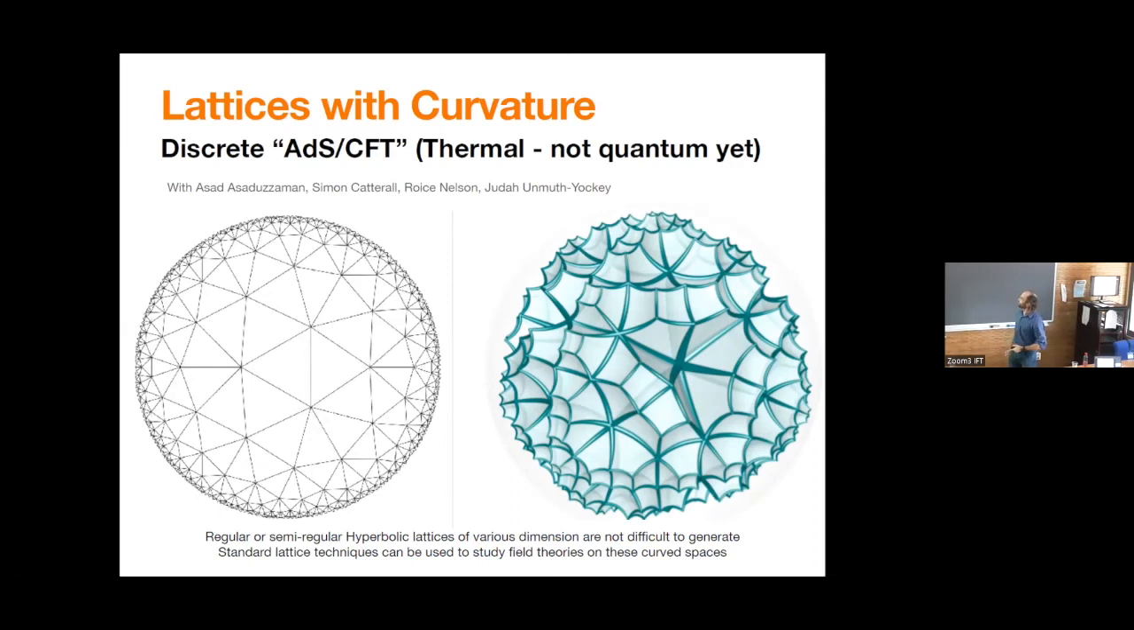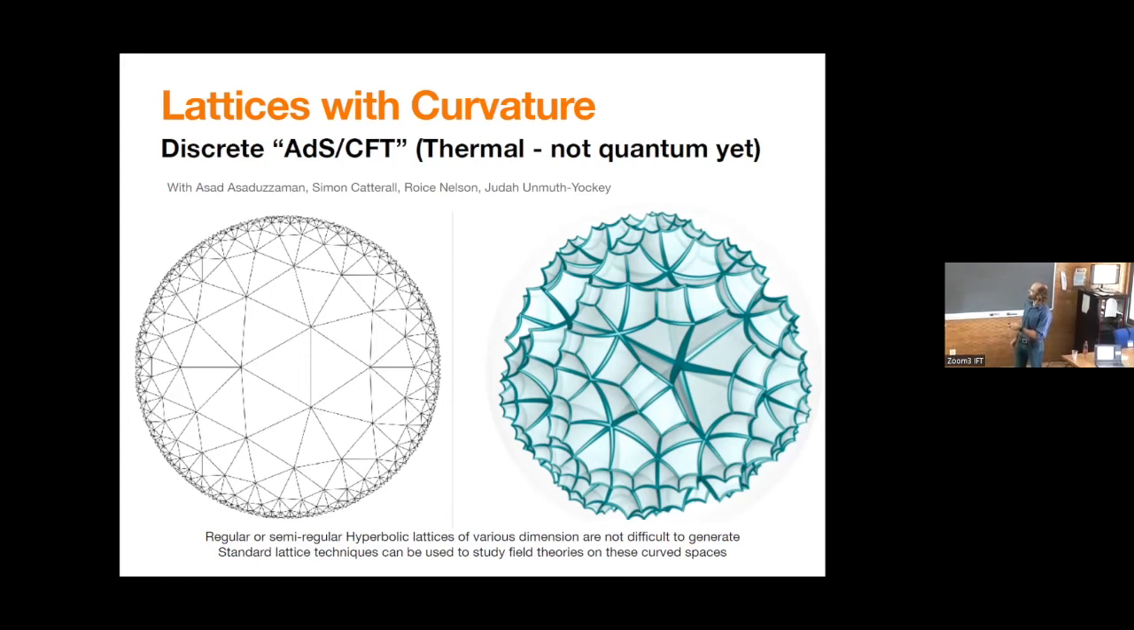So another fun thing that I've been working on is a discrete version of AdS/CFT, where what we do is we tessellate the hyperbolic plane, and we're only working in Euclidean space here. This is not quantum dynamics. Right now, we're only studying the statistical physics problem, either in 2D or in 3D.